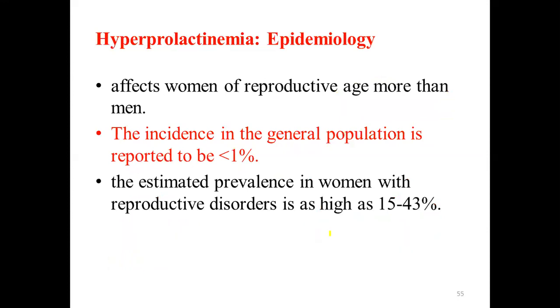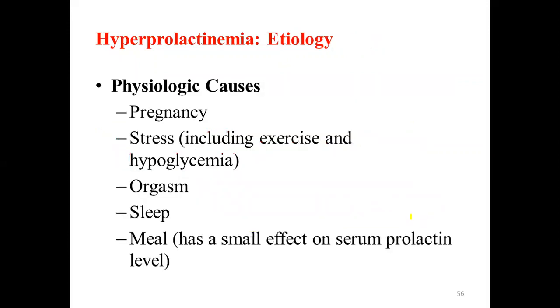Then, when you look at the epidemiology of hyperprolactinemia, it is very common during reproductive age, but generally speaking, the incidence is very low. You can say the estimated prevalence in the reproductive ages is as high as 14.3%. Very common, but the incidence is not as such in the general population. It is highly prevalent only in the reproductive age of the female population.